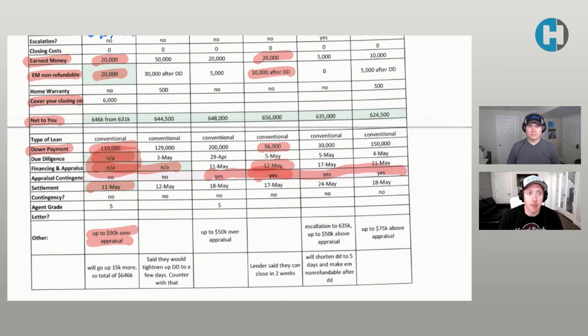So the bottom line is we chose the offer that made the most sense for us, and it was not the highest offer, and it was not the highest net profit, but it was the most secure and the fastest, and we definitely made the right choice.